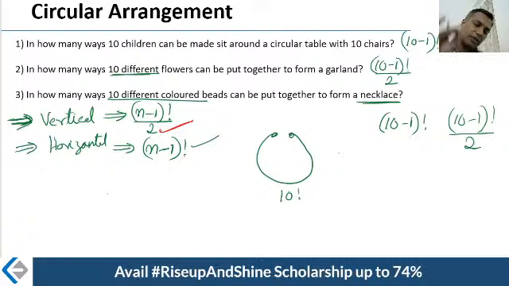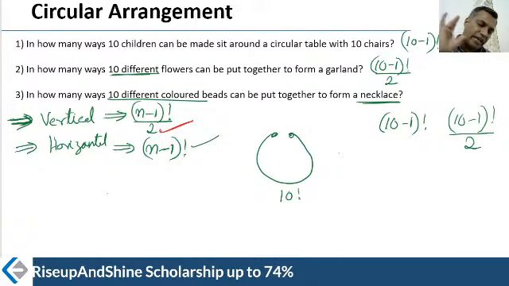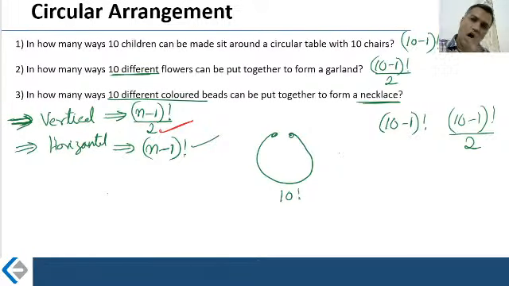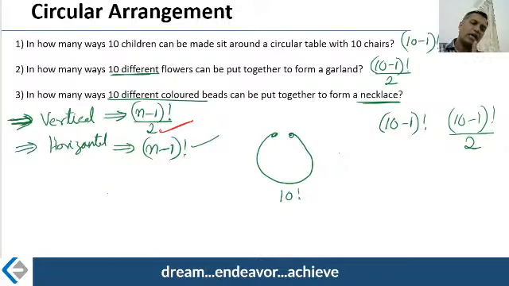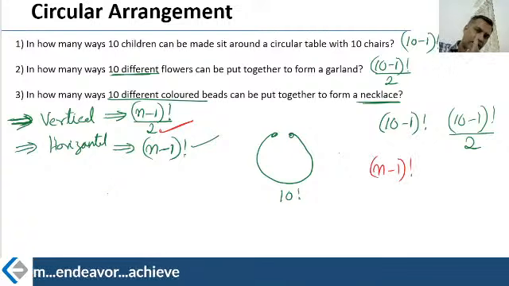Whenever it's a vertical perspective, you have to divide by 2. Horizontal perspective, you don't have to divide by 2. Technically, I was talking about two things. Circular perspective: n minus 1 factorial. The moment it is a circular perspective, n minus 1 factorial.